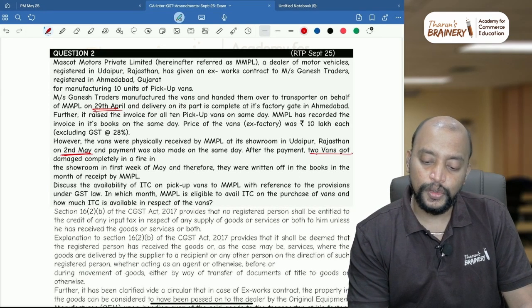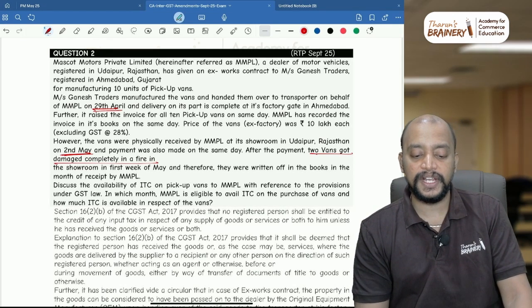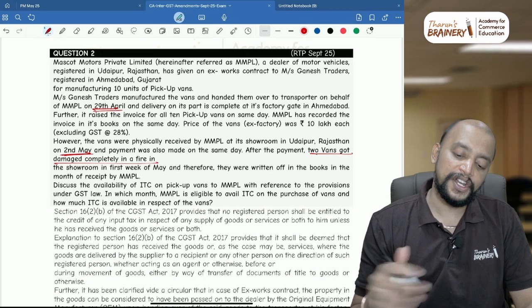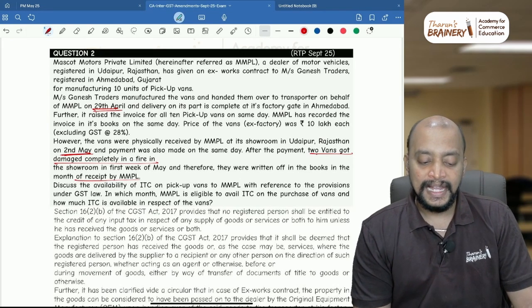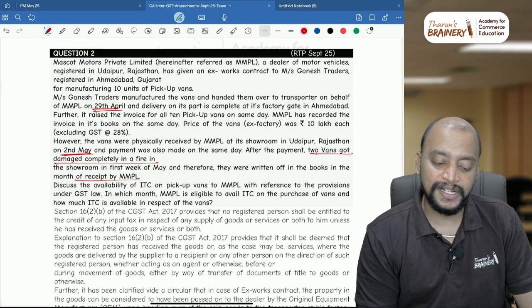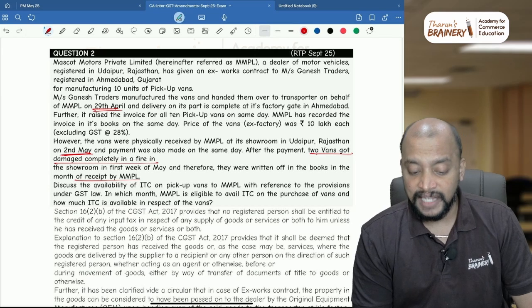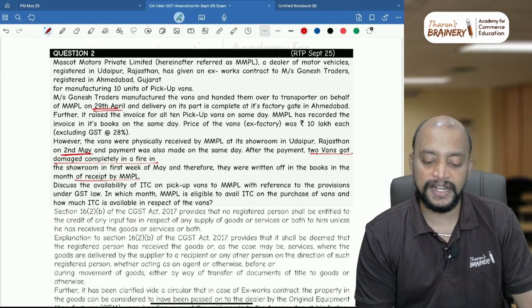After the payment, 2 vans got damaged completely in a fire in the showroom in the first week of May and therefore they were written off in the books in the month of receipt by MMPL. Discuss the availability of ITC on pickup vans to MMPL with reference to the provisions under GST law. In which month is MMPL eligible to avail ITC on the purchase of the vans and how much ITC is available in respect of the vans?